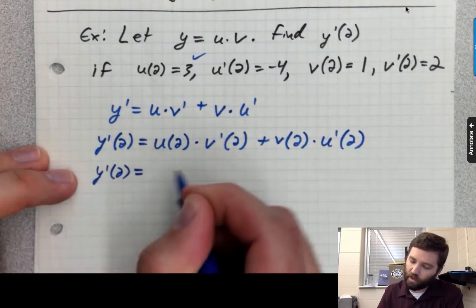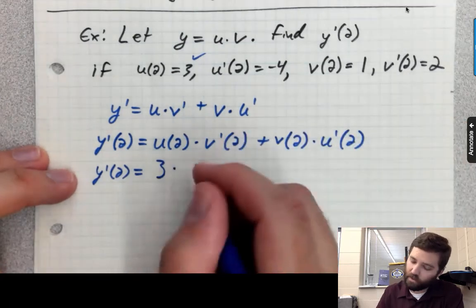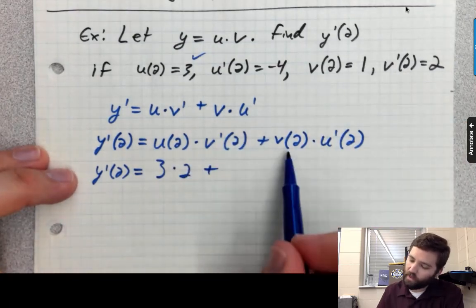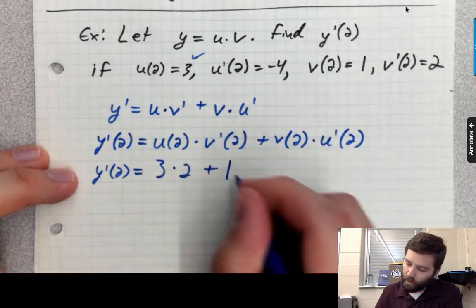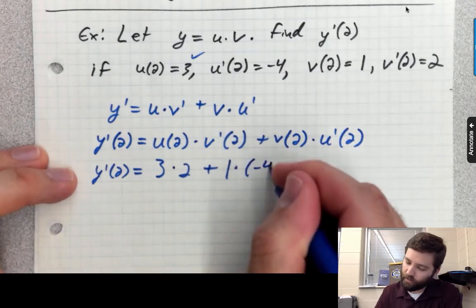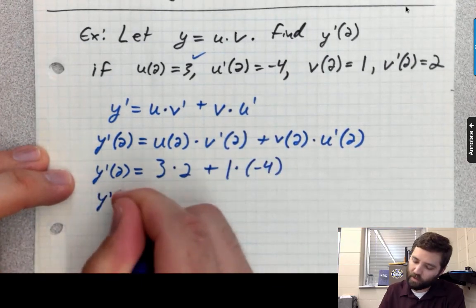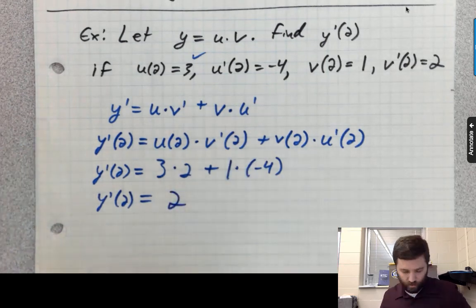So this will be u of 2 is 3. v prime at 2, that's 2. v of 2, 1. And times that by u prime at 2, which is negative 4. Okay? So y prime of 2 is equal to 6 minus 4, so 2. Right? Okay. Fantastic.